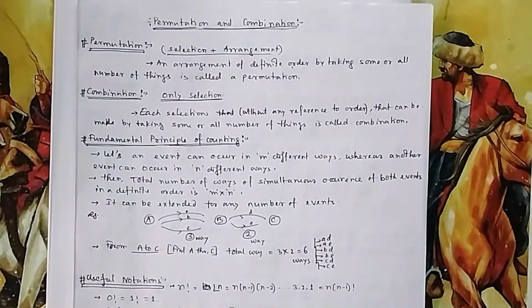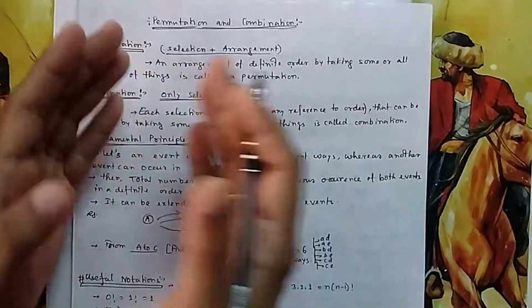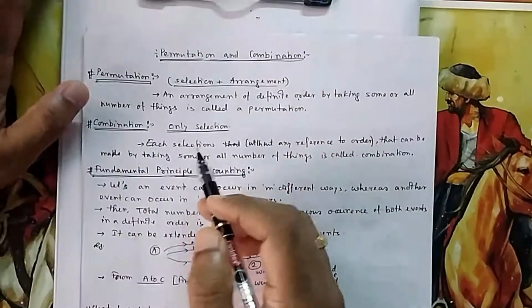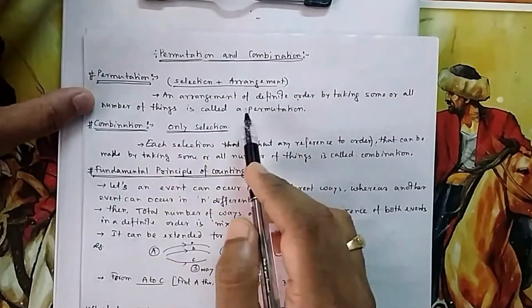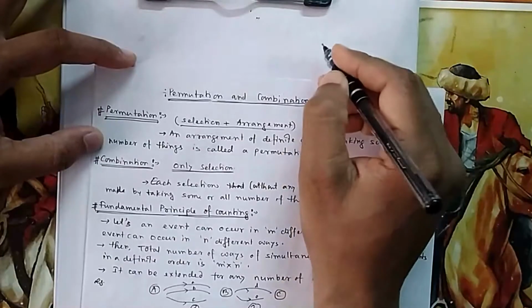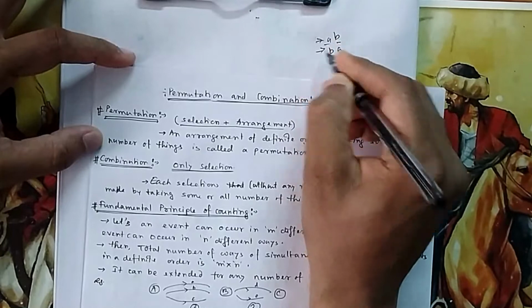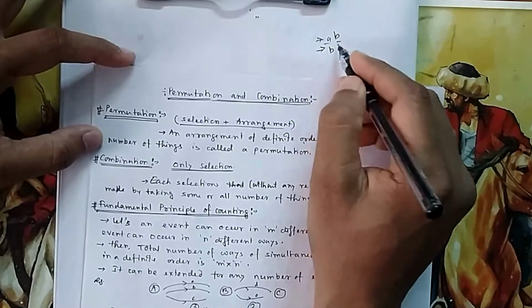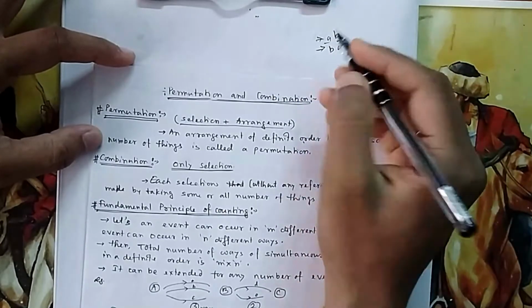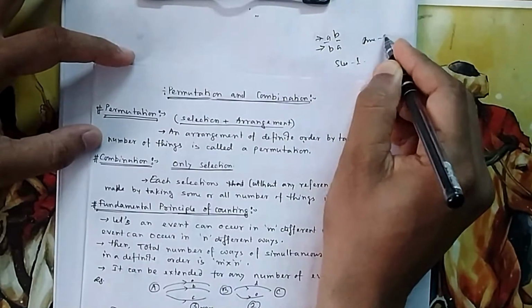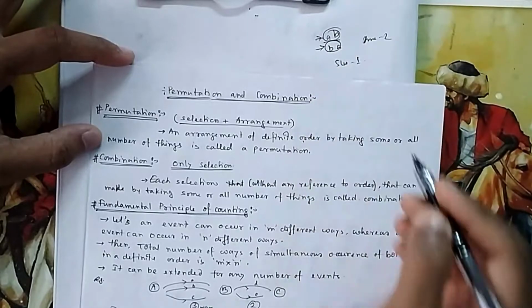So in permutation, what is arrangement? The meaning of arrangement is that you are changing the order. Suppose A, B, C, so AB and BA are different arrangements. It is written in this fashion: an arrangement of definite order. Order is maintained, that is first A, then B, or B, A. So both these two are different arrangements. This is only one selection, because you are selecting only A and B. Selection is only one, but arrangement here is two, because you are arranging in two different ways.